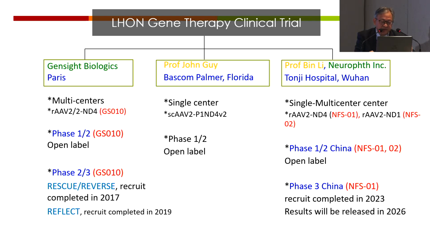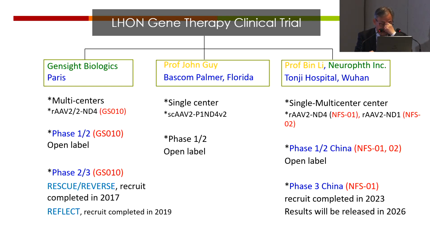The second group, in the middle, is Professor Zhang Gai, who is the pioneer who developed the allotopic expression. However, they only conducted the phase 1/2 study. The third group, on your right-hand side, is Professor Bing Li. He has been conducting an investigator-initiated study in Tongji Hospital, Wuhan.